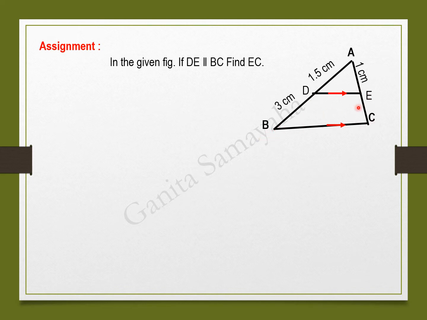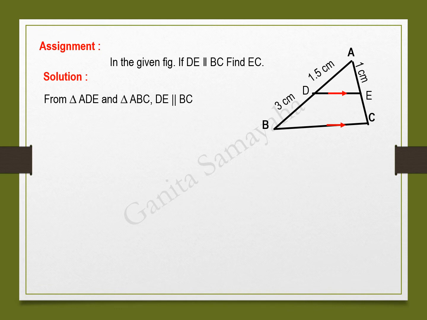So we get the corresponding angles equal. Isn't it, children? So if we consider angle AED, we know that it is equal to angle ACB and angle ADE is equal to angle ABC. So once we have identified that, let us write that down. Okay. So the solution goes like this.